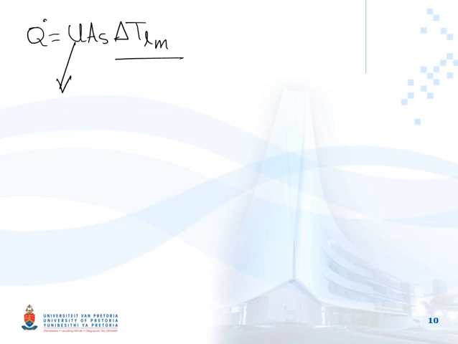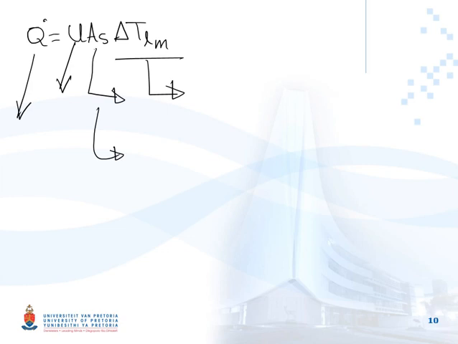We have the overall heat transfer coefficient, and Q dot, the condensation heat transfer rate. The only thing that we need to find is AS as well as the logarithmic mean temperature difference. But here we were looking for L. How about AS? Do you remember what AS was?